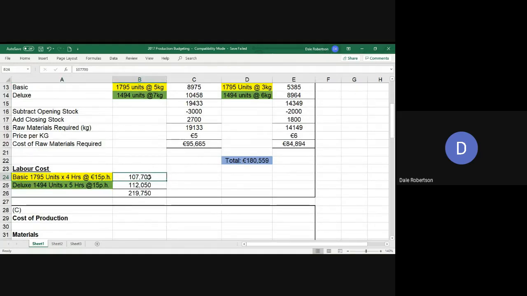And then the deluxe is 1494, that same number, by 5 hours by €15 per hour. You add the two of them together and you get this here, which is your total labor cost for the whole year's production. That we're going to use in part C of the question, which we're going to have a look at right now.